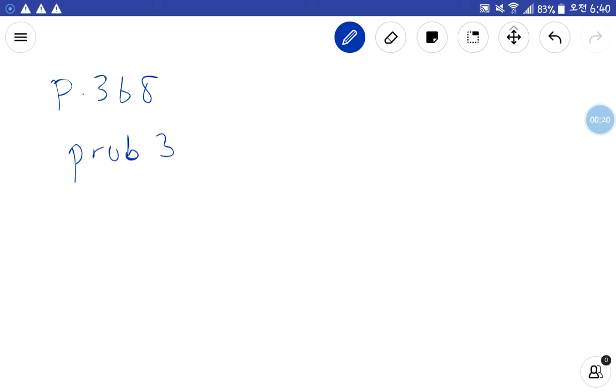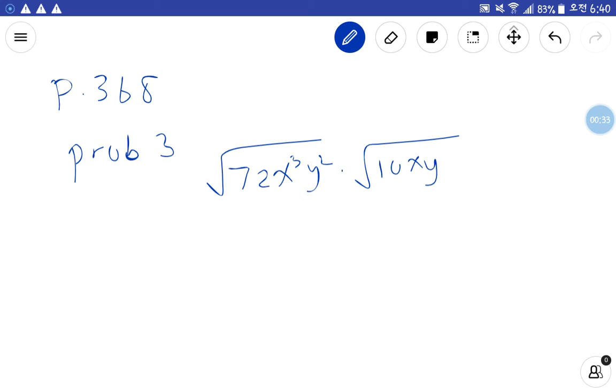So what is the simplest form of square root of 72x cubed y squared times square root of 10xy cubed? Guys, listen. We are having square root. There is an invisible 2 in the square. Since we are having an even index, you can expect that you are going to have absolute value with it. Okay, so let's be mindful of that.